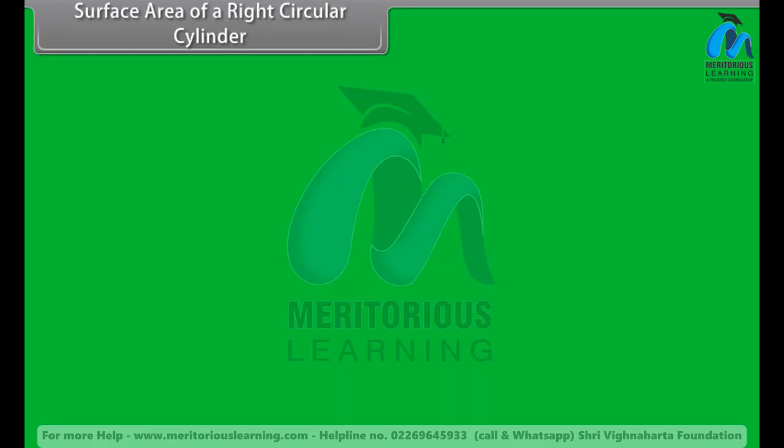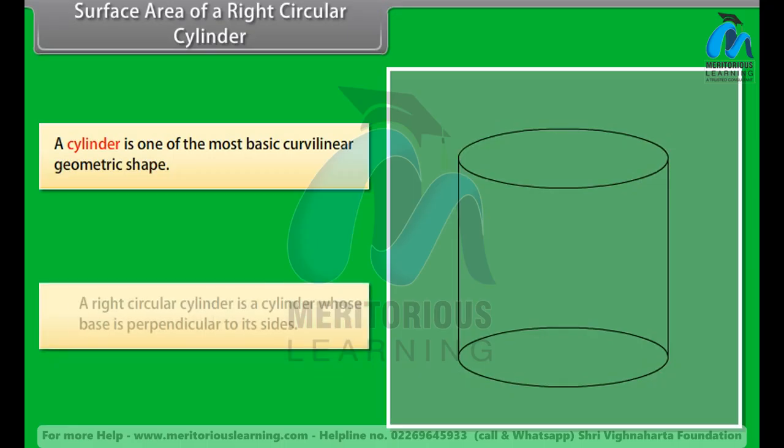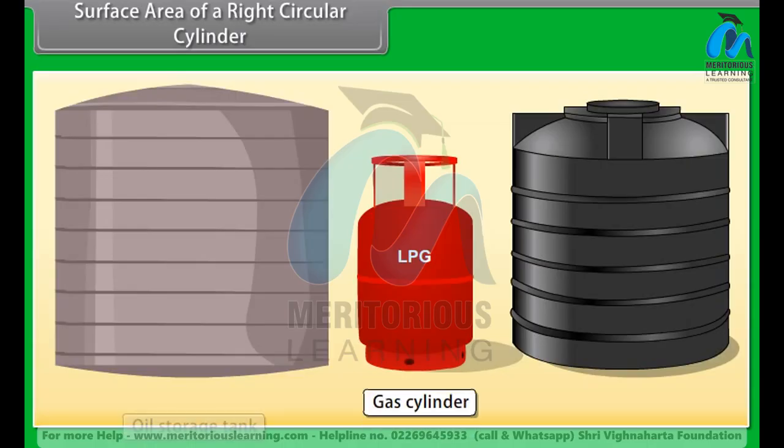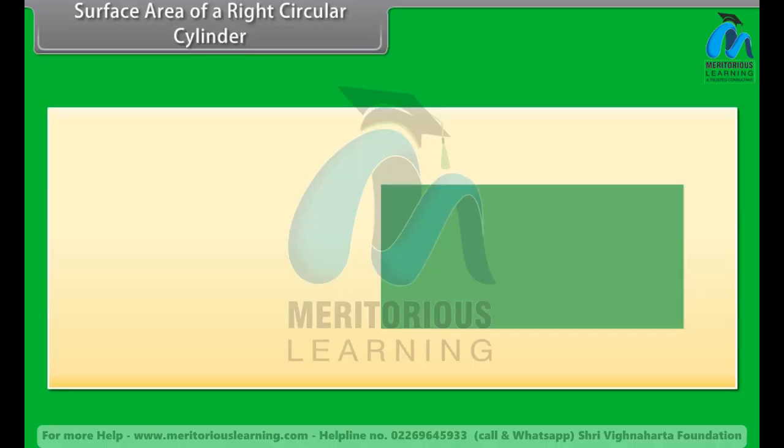Surface area of a right circular cylinder. A cylinder is one of the most basic curvilinear geometric shapes. A right circular cylinder is a cylinder whose base is perpendicular to its sides. Facility equipment such as the gas cylinder, oil storage tanks, and water storage tanks is often of this type.